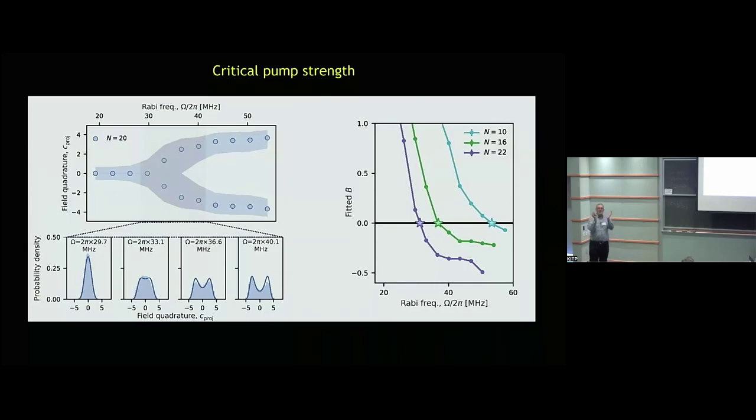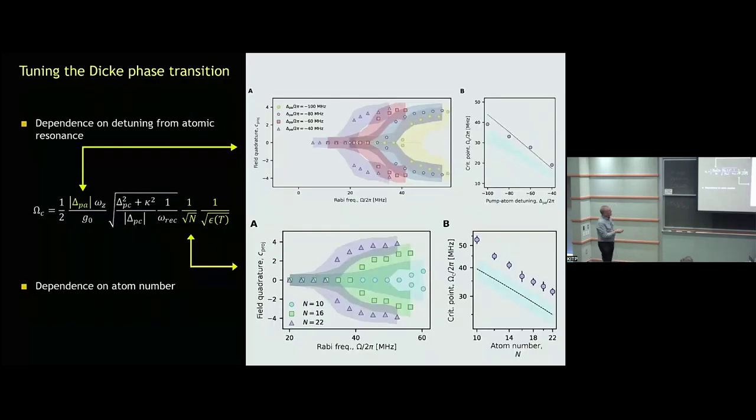That's basically when the histogram looks like it first develops its little divot. And now I can tell you what the critical coupling strength is as a function of number of atoms. So for example, we can look at how the critical coupling strength varies with atom number as we look at systems that range from 10 to 22 atoms. And it matches reasonably well with theory.